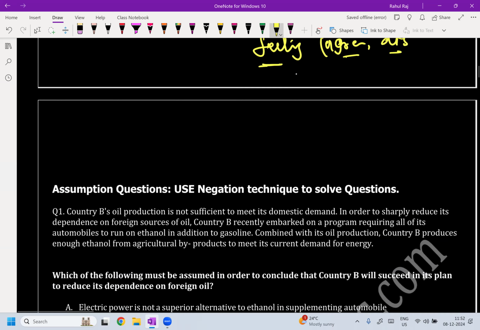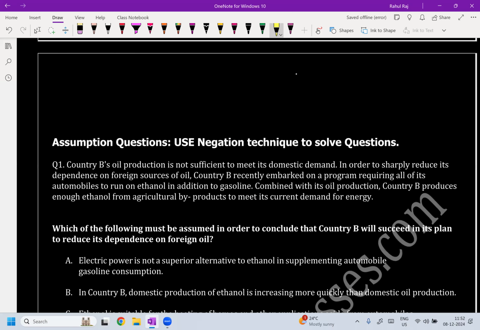But over here in this question, you are lucky enough to have a conclusion right in the question itself. Read the question very properly. Which of the following must be assumed in order to conclude that country B will succeed in its plan? What was the plan? That oil plus ethanol will be sufficient to meet the current demand. That was the plan. So they have given you the conclusion right in the question itself. That's absolutely fine. Now let's read out the argument.